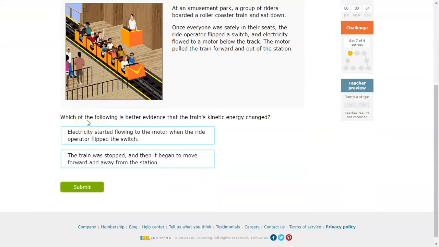Which of the following is better evidence that the train's kinetic energy changed? In this example, you need to remember that kinetic energy involves any type of energy when an object is in motion. So when you read these two statements, which one sounds like an object was in motion or had a change in motion? The first one says electricity started flowing to the motor. That talks about electricity, so it doesn't really sound like something moved. I guess you could argue electricity moved, but I don't see a tangible object moving. Whereas this one says the train was stopped and then it began moving forward. That's a lot clearer, so I'd go with this one for kinetic energy changed.